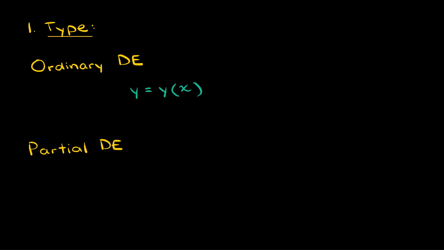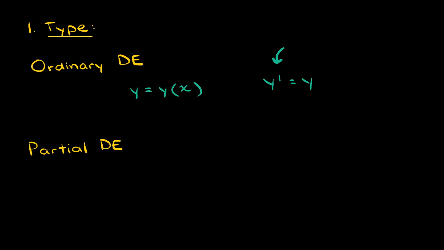So for example, we might see something like this, y prime equals y. And if we see something like that, we know it's an ordinary differential equation. How do I know that? How do I know y is only a function of x? Well, assuming we're using proper notation, we know that this is not the notation for a partial derivative. And I'm going to show you that in a second. So because of that, we know it's an ordinary differential equation.